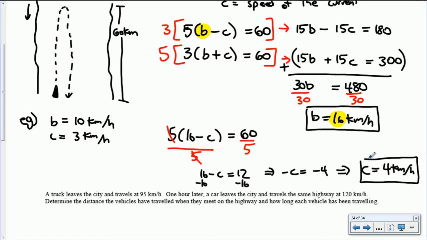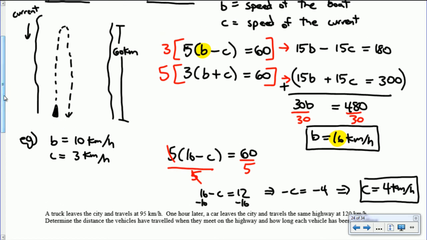So if you've got space, you can write a short little explanation there. The speed of the boat on its own is 16 kilometers per hour, and the speed of the current is 4 kilometers per hour.